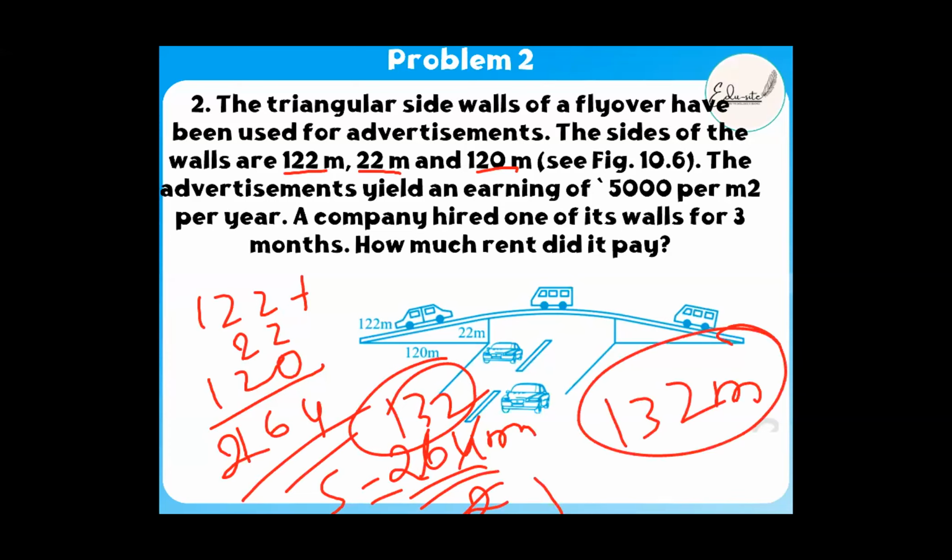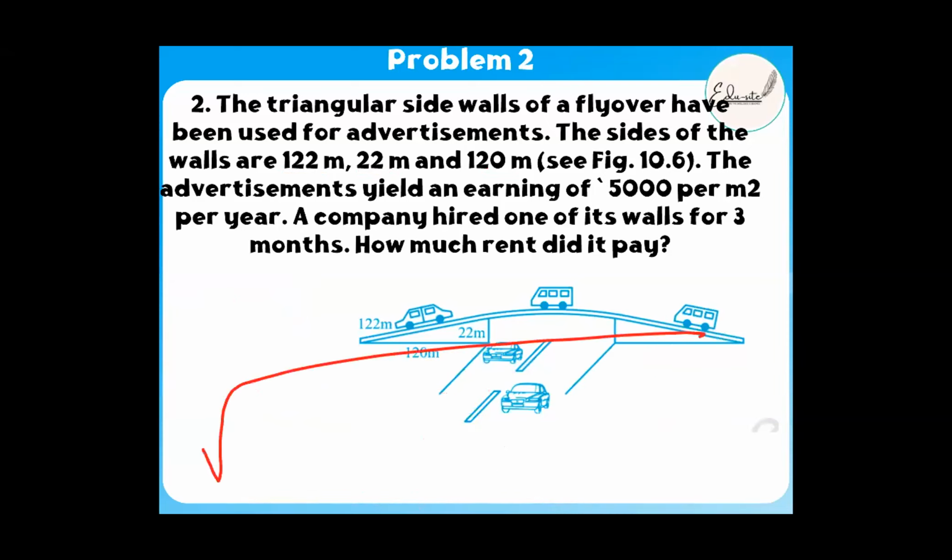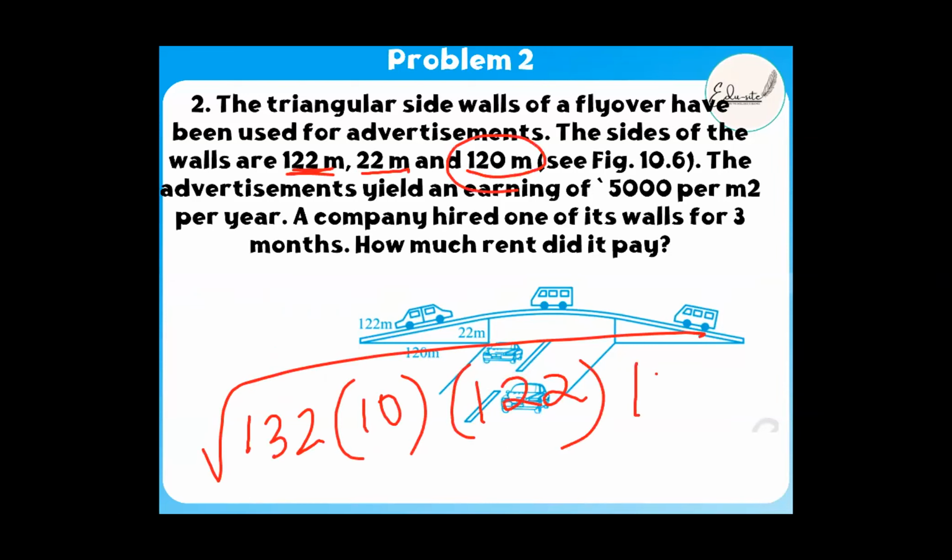So to calculate the root, the area of this, what is s? Just now we calculated, it is 132. It is 132 multiplied by 132 minus 122, which is 10. Again, 132 minus 22 is 110. And what is 132 minus 120? It is 12, right? You can calculate this by the calculator, or just multiply it. It becomes 1320 meters square.